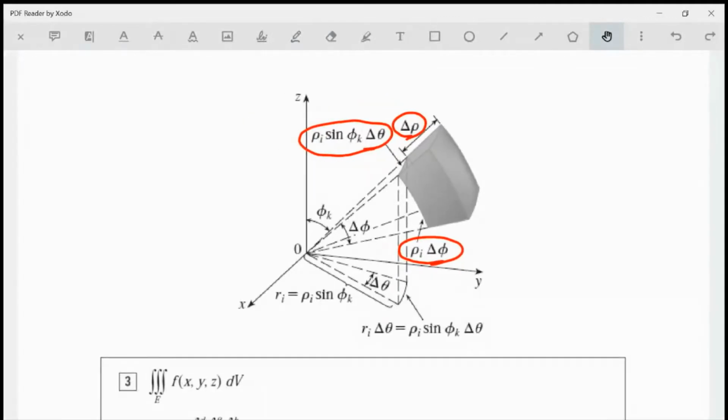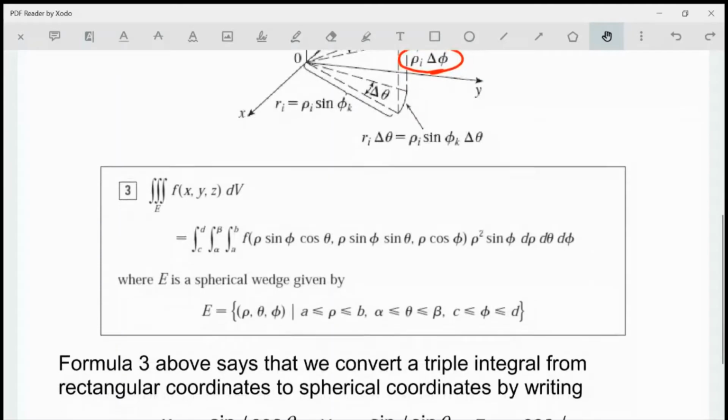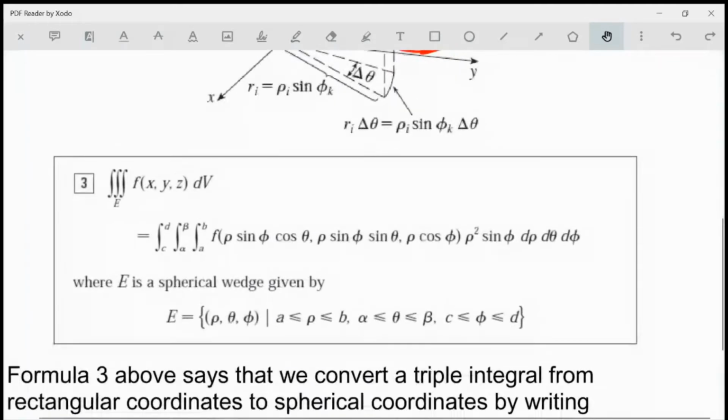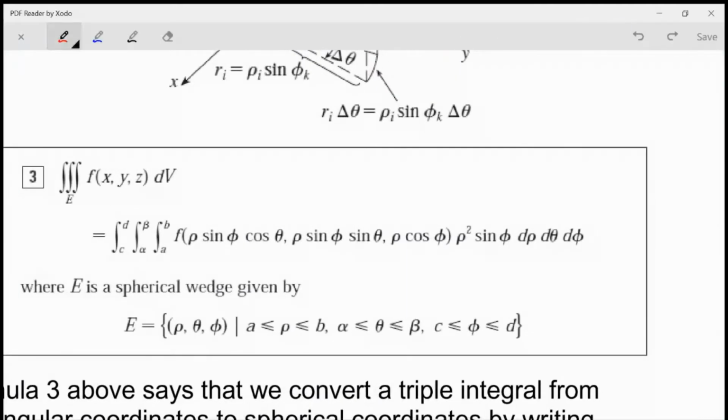Okay, so knowing that to be the case, I can get the volume of one of these pieces by multiplying those three dimensions together. And in the end, here's what we end up with. We end up with rho squared sine phi, d rho, d theta, d phi.